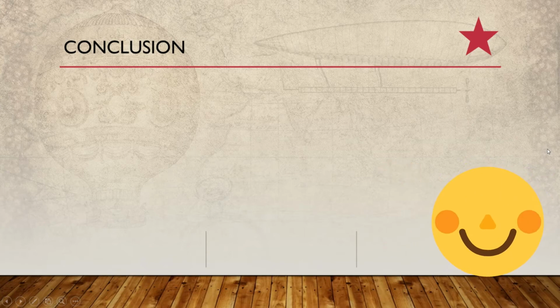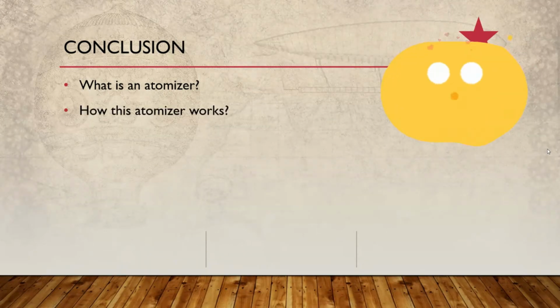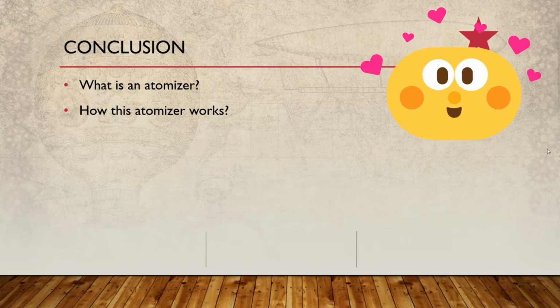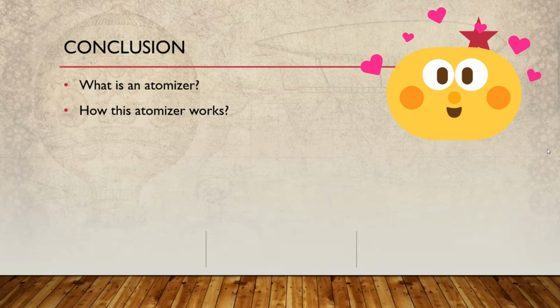Now let us look at the conclusion. Atomizer is a device that transforms liquid into mist. When a fast gas stream is injected in the atmosphere and across the top of the vertical tube, or straw in our case, it causes a pressure difference between the liquid in the tube and the lower pressure in the gas stream, according to the Bernoulli principle.